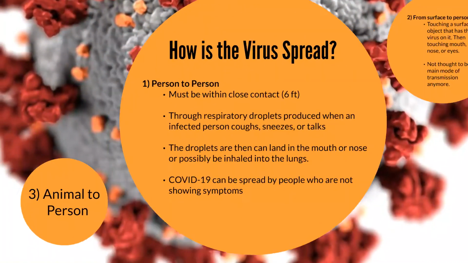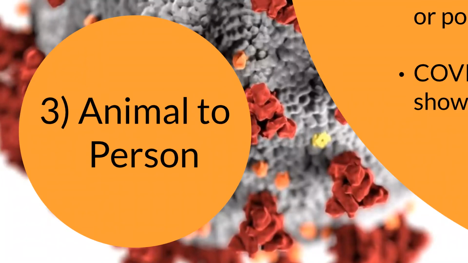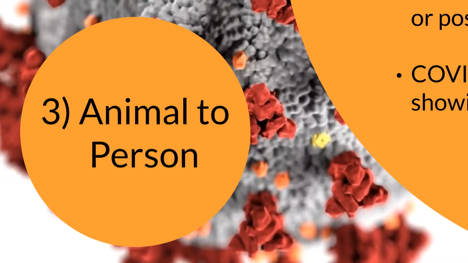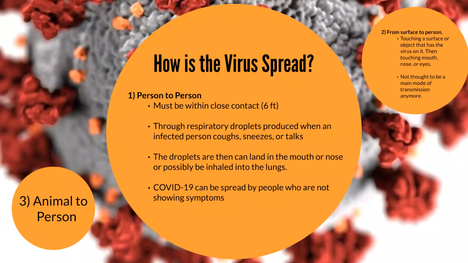The last possible way is from animal to person, and this is also not considered a highly likely way of transmission. But it is still there. There are some ways that this has been transmitted, so it's on there. So our 3 main ways: person to person, surface to person, and then animal to person, with person to person being the most transmitted way of this virus.